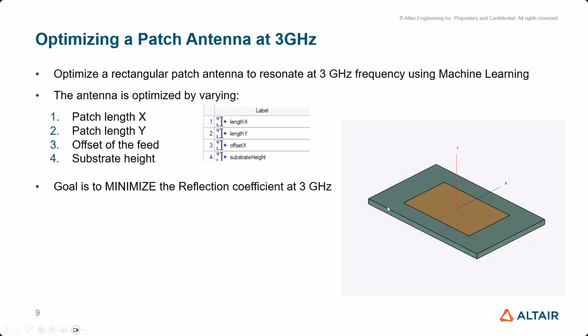The antenna that we have over here is optimized by varying these four parameters: the patch length X and Y, the offset of the feed, as well as the substrate height. So these are the four parameters that we are working with, or optimizing, in order to minimize the reflection coefficient that we have at 3 gigahertz.